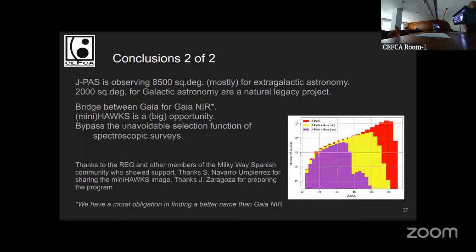Yet cataclysmic variables, most of them, lie beyond magnitude 20, and especially my cataclysmic variables. So you really want to have some JPAS-like survey in the Milky Way plane. I noticed this morning, we have 1,000 square degrees for extragalactic, 2,000 square degrees for galaxy. See how beautiful, 80-20. It's a nice bridge between Gaia and Gaia near infrared, which at some point will have to get a decent name. MiniJPAS is a brilliant opportunity, and an obvious synergy. And obviously, these kinds of projects bypass the drawbacks of multi-object spectroscopic surveys. Sorry for going over time. Thanks very much.